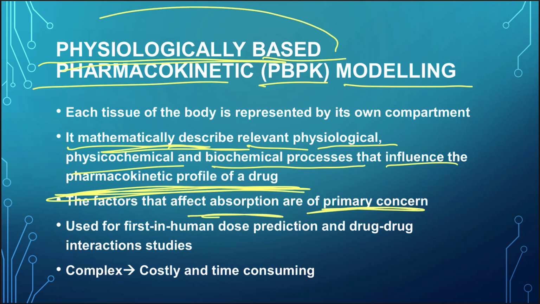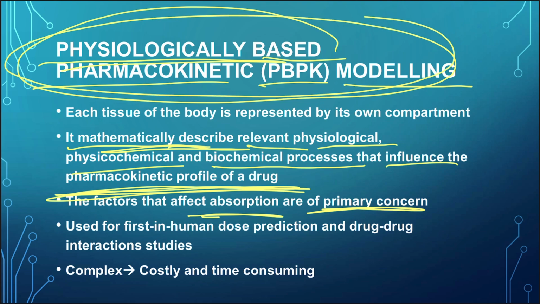This model, the PBPK model, that is the physiologically based pharmacokinetic model, is used for calculating the first-in-human dose, that is the first dose which we give to humans in the clinical trials after getting the data from the preclinical trials. It also helps us to study drug-drug interactions.